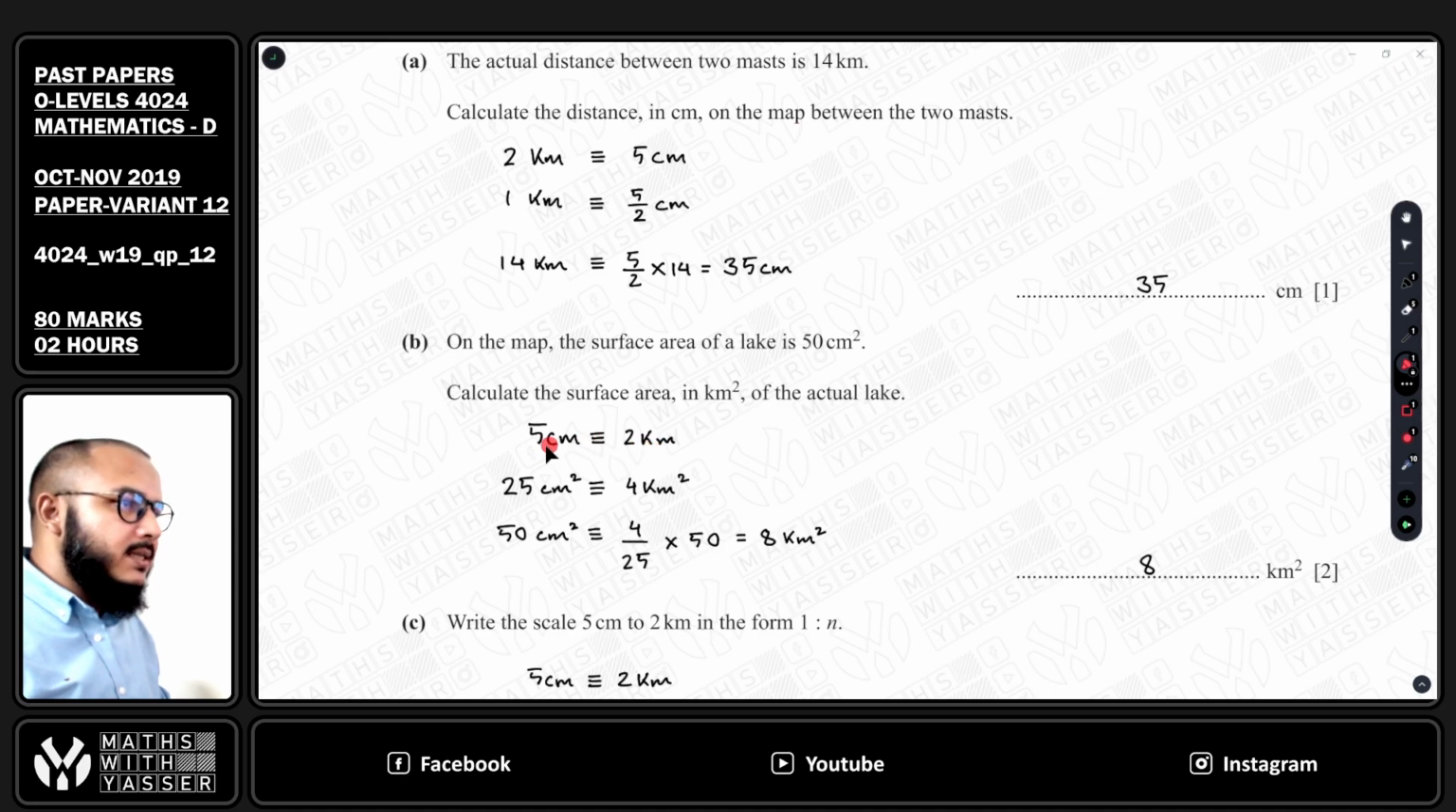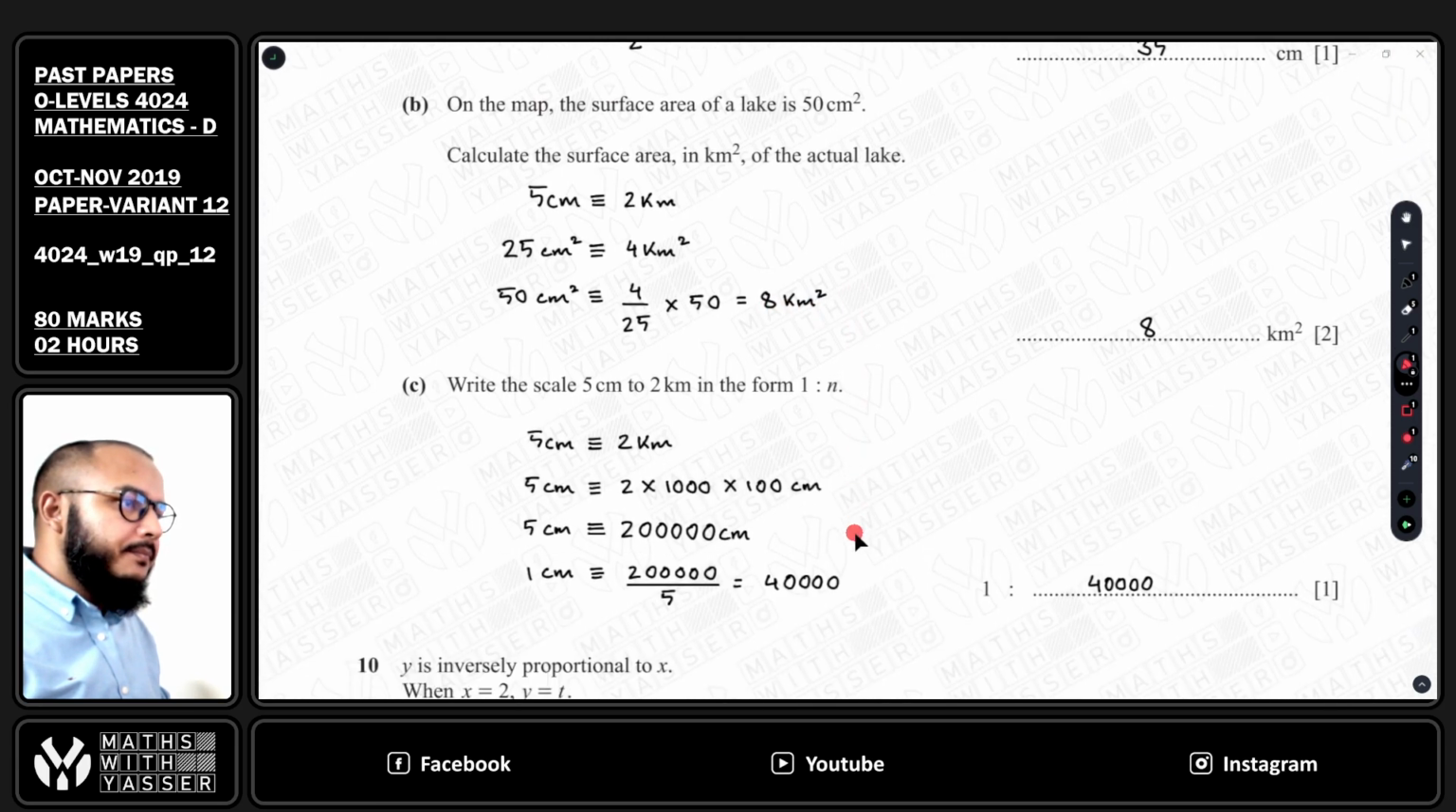So if I square both sides, 5 will become 25 centimeter square, and this will be 4 kilometer square. So what we need to find out is what is the surface area of the lake, which is 50 centimeter square on the map, in actual scenario. So 50 centimeter square will be 4 over 25 times 50, and 25 twos are 50, so 4 twos will be 8 kilometer square.